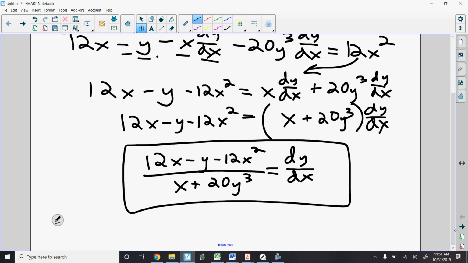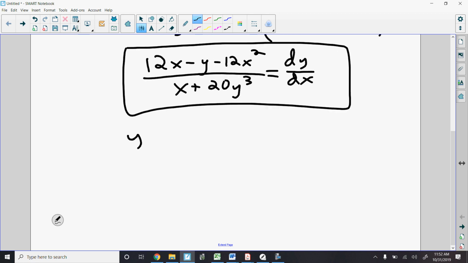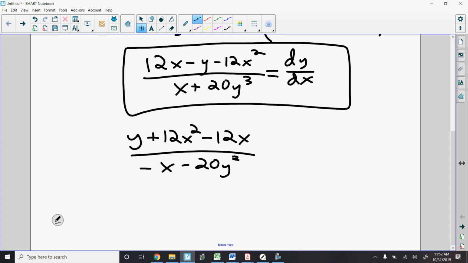Just a note here, if you have an answer that's like mine, but literally every sign is different, for example, this, you got an answer like that for dy/dx, right? That also is correct. As long as every sign is opposite from my answer, then it's still correct. It's just a different way of looking at it, right? It's like -3/4 versus 3/4. They're the same thing. Okay?